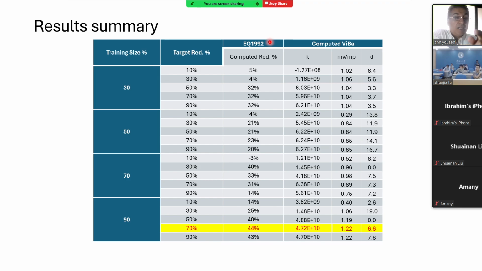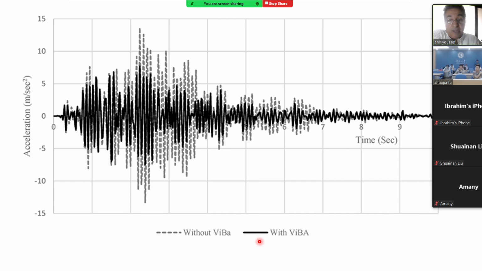1992, because it is repeated. So we expect we will see earthquakes very similar to this one somehow. And we were able now to improve the reduction to 44%. This is before the reduction, and you can see the 44% here in the reduction.